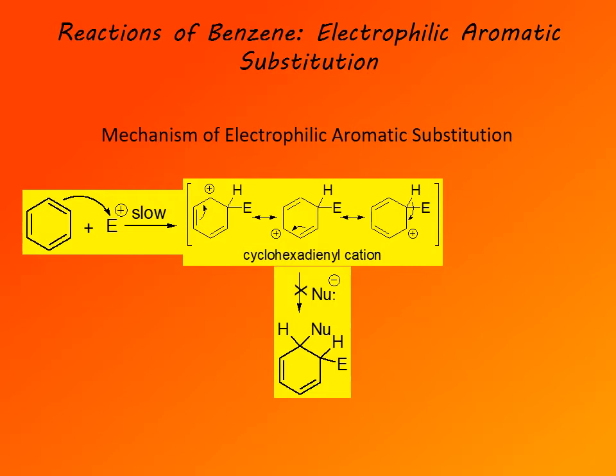Instead, cyclohexadienyl cation loses a proton. So a base, one of the bases present in reaction mixture, deprotonates cyclohexadienyl cation to restore aromatic ring of benzene. And the net overall result of reaction is replacement of one of the hydrogens on benzene ring with an electrophile. So the overall reaction is an electrophilic aromatic substitution.